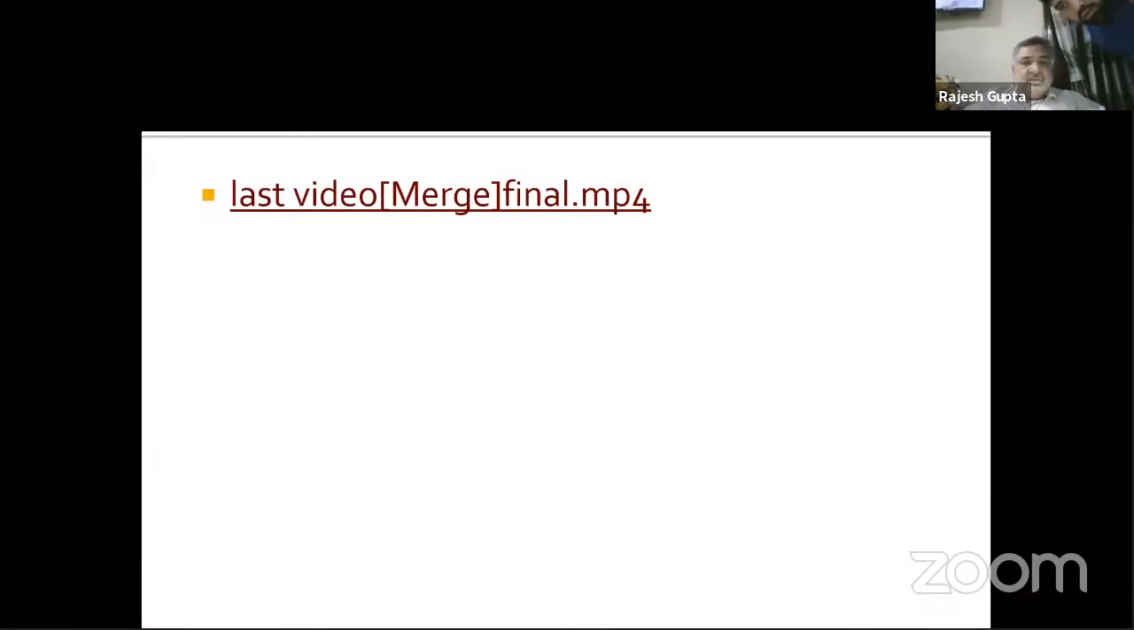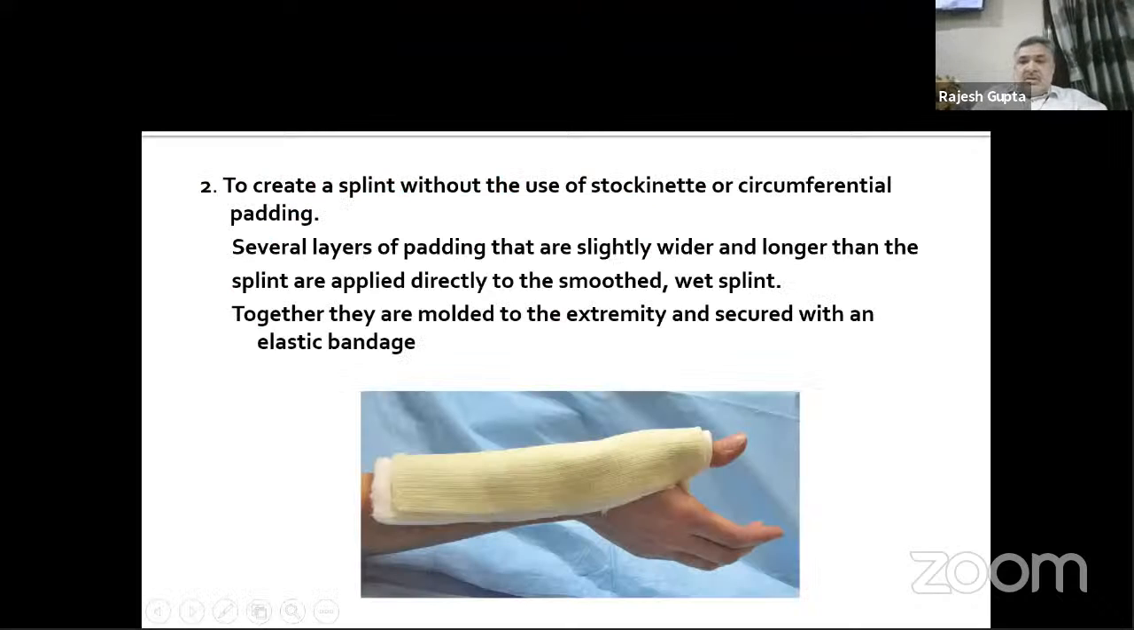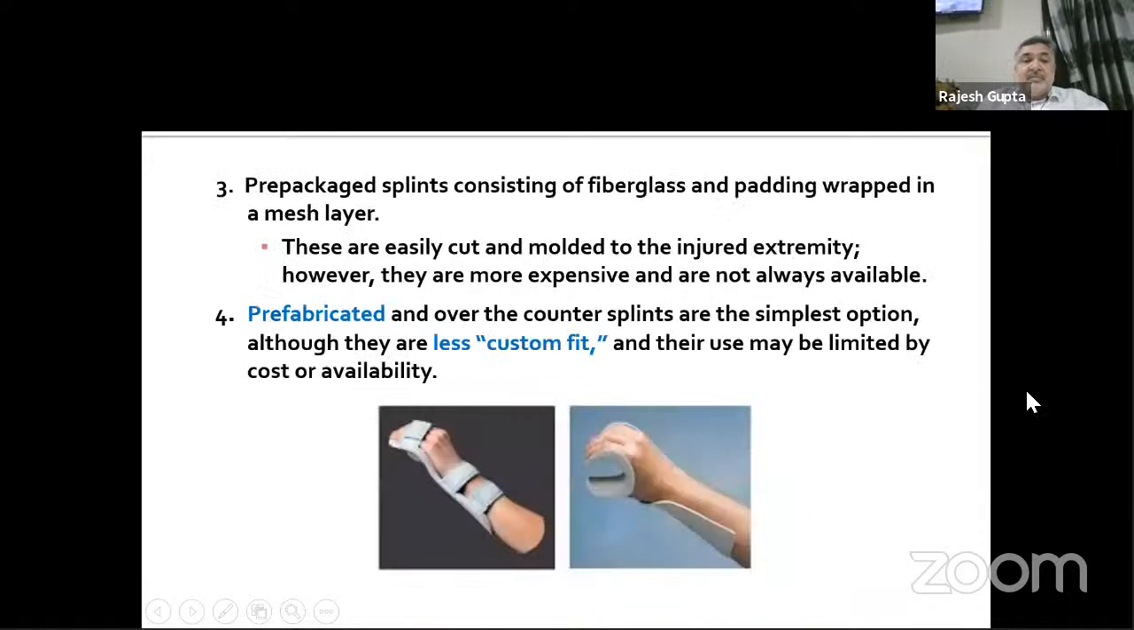Okay. So the second way to create a splint is without the use of stockinette or the circumferential padding. Here, several layers of padding that are slightly wider and longer than the splint are applied directly to the smooth and wet splint. So here there is no padding inside. The only padding is this one, and this is slightly wider than the plaster layer, and it is held in place with a cotton bandage.